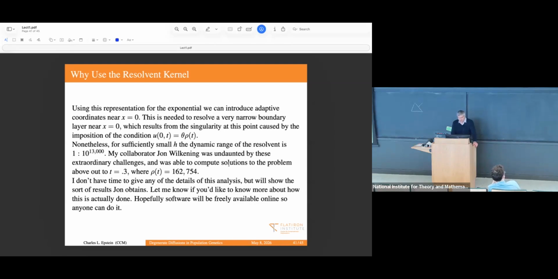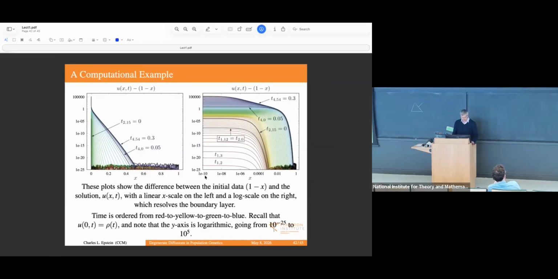So Jon was undaunted by this because he wanted to compute solutions to the problems out to time 0.3. And remember, we have this e to the 40t as our population at time t. So at time 0.3, you had 162,754. So it's a lot larger than you started out at time 0 where you had 1/2. Okay, so I don't have time to explain how to do this, and I'm not sure I could even if I did. But hopefully this software will soon be available online so you can use it without understanding how it works, which I would recommend. But here are some examples.